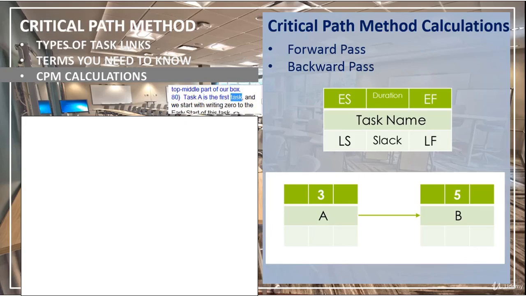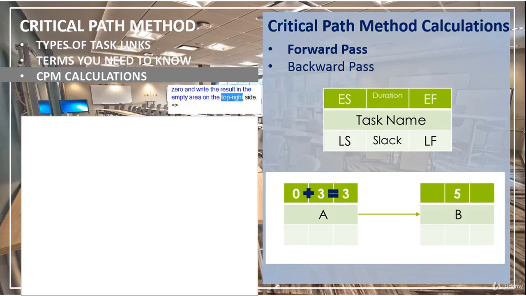Task A is the first task and we start with writing 0 to the early start of this task. Then we add 3 and 0 and write the result in the empty area on the top right side. Therefore, we have calculated ES and EF values for task A. The earliest day we can start task A is day 0, and the earliest day it can be finished is the third day. Here, starting with day 0 may be a little bit confusing.